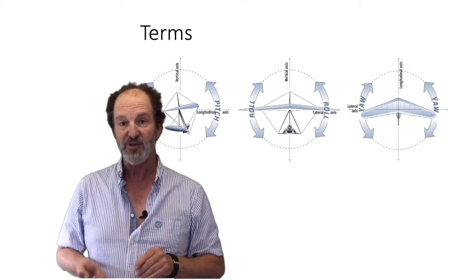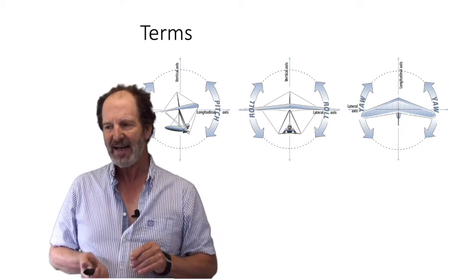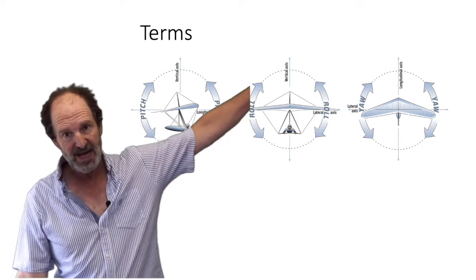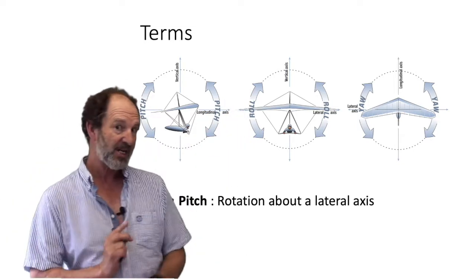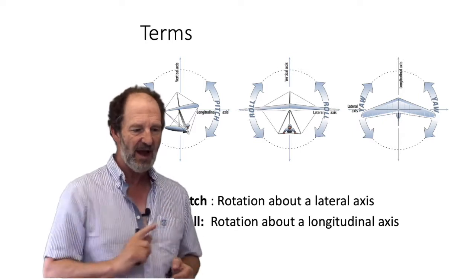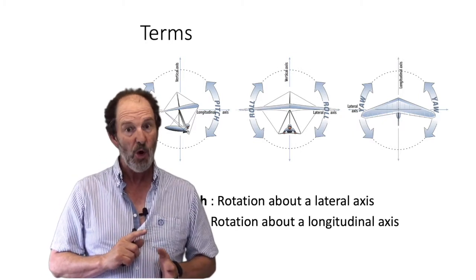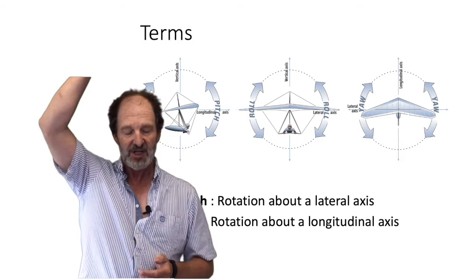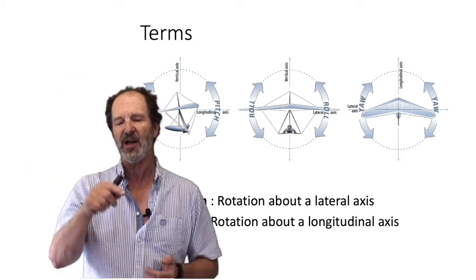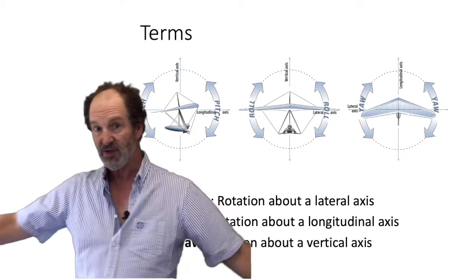The next one we've got here is roll. Roll is banking. So it's when one tip goes down and the other one goes up. So that's a rotation through a longitudinal axis fore and aft, and that's bank. And yaw, the third one, is through a vertical axis, so it's down through a king post if you've got a king post on your hang glider, so it's like that sort of twisting movement.